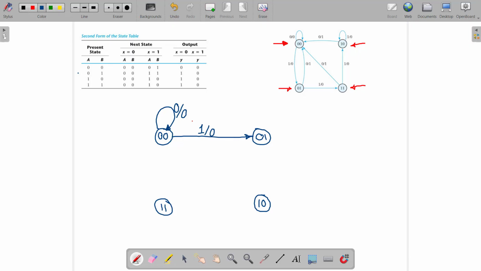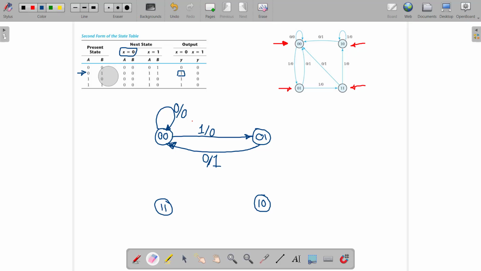Now, in the next one, I am here. This is the present state 0 1. Where is 0 1? 0 1 is here. I say that when I am in 0 1 and the input is 0, what is the next state? It is 0 0. So when I am in 0 1 and the input is 0, the next state is 0 0. What is the output? The output is 1, so 0 slash 1.